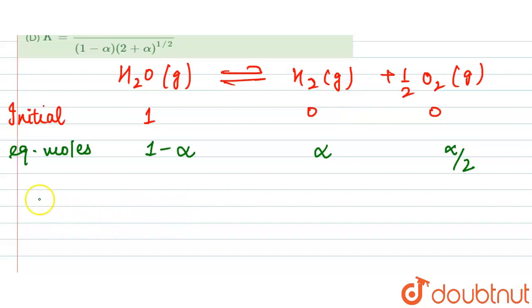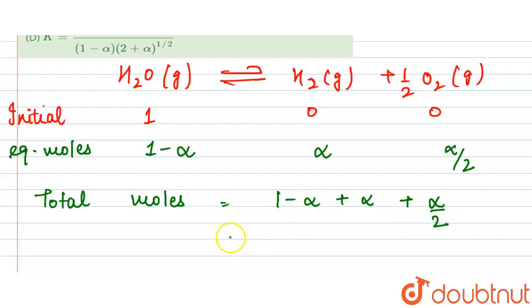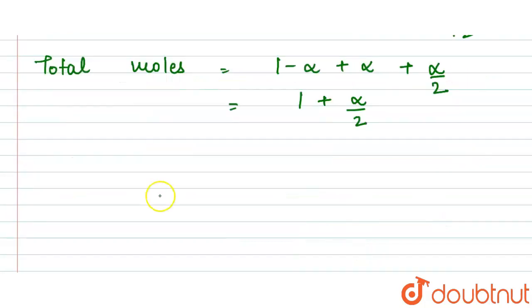Now if we calculate the total moles, we have 1 minus alpha plus alpha by 2, which is equal to 1 plus alpha by 2. Alpha will be cancelled. Here we have to assume 1 mole whenever we deal with the degree of dissociation. At equilibrium, the partial pressure of the gas can be calculated.